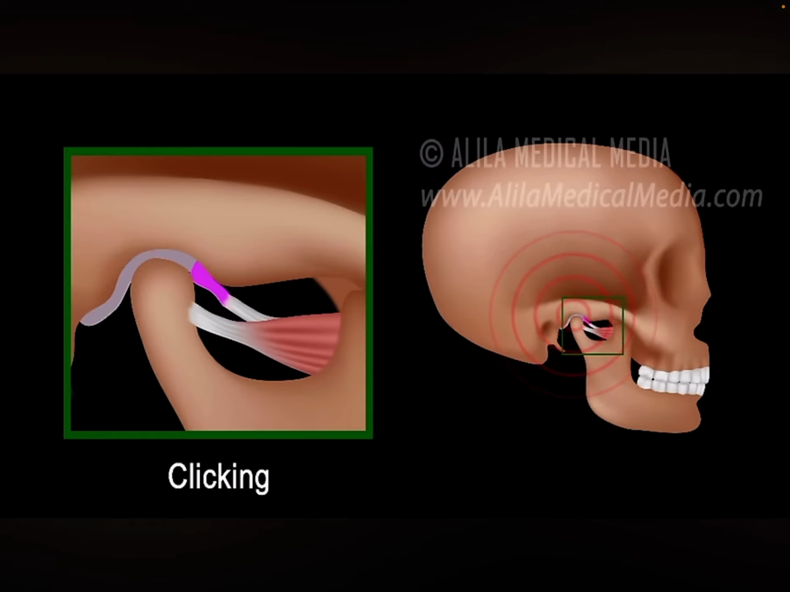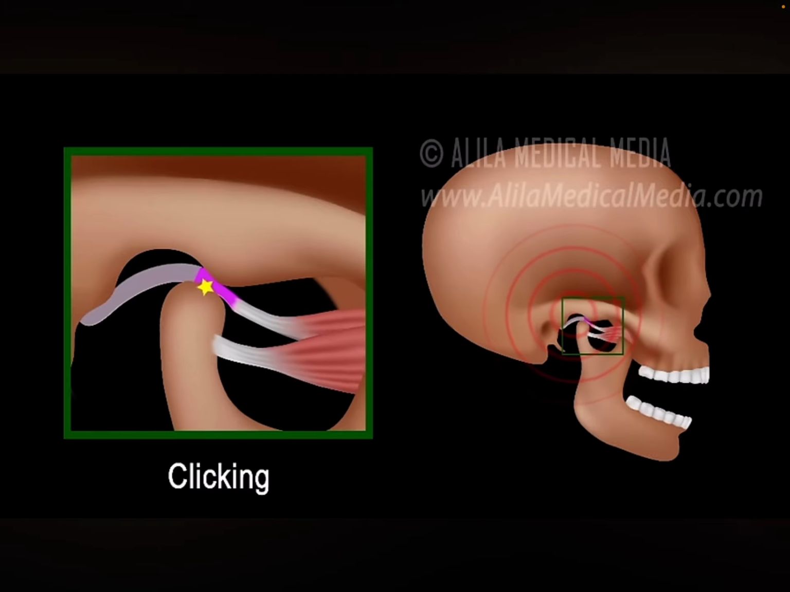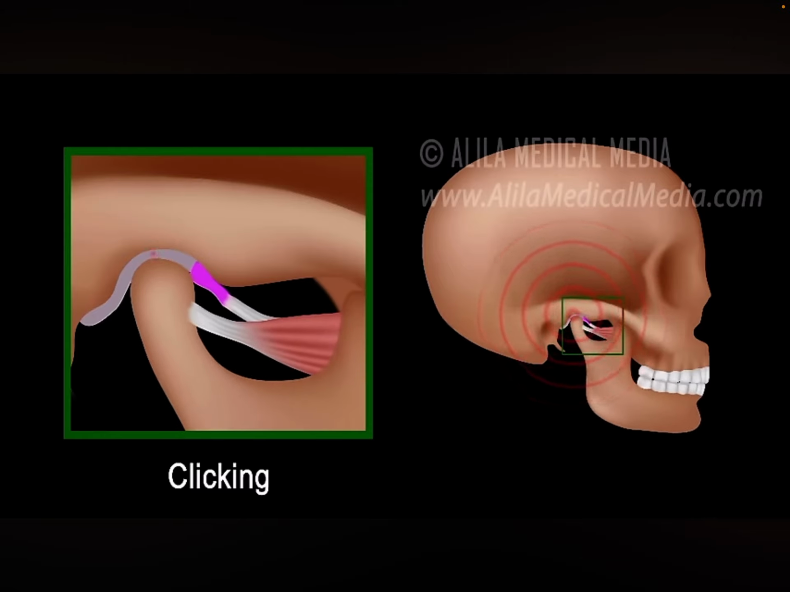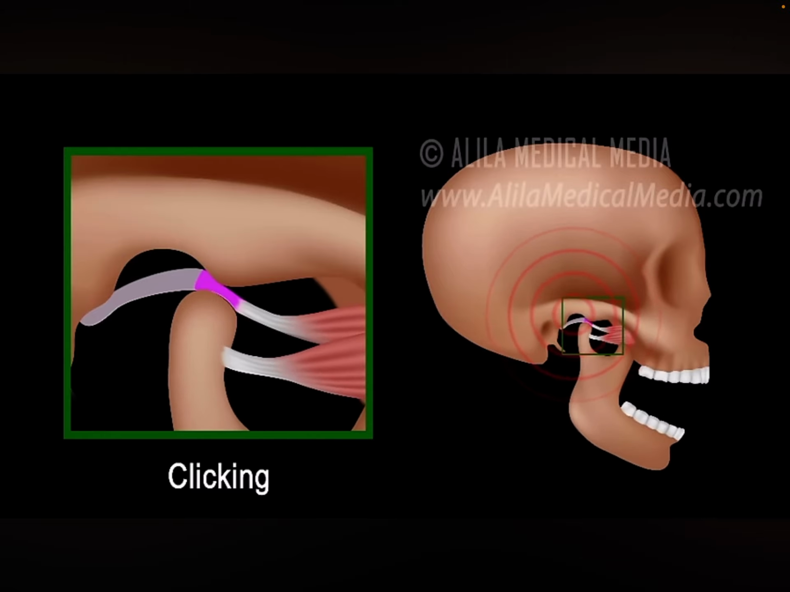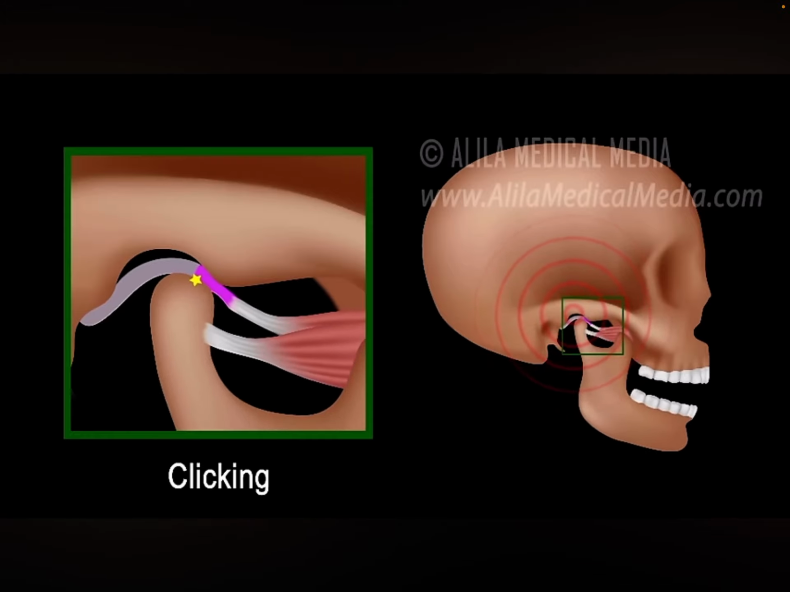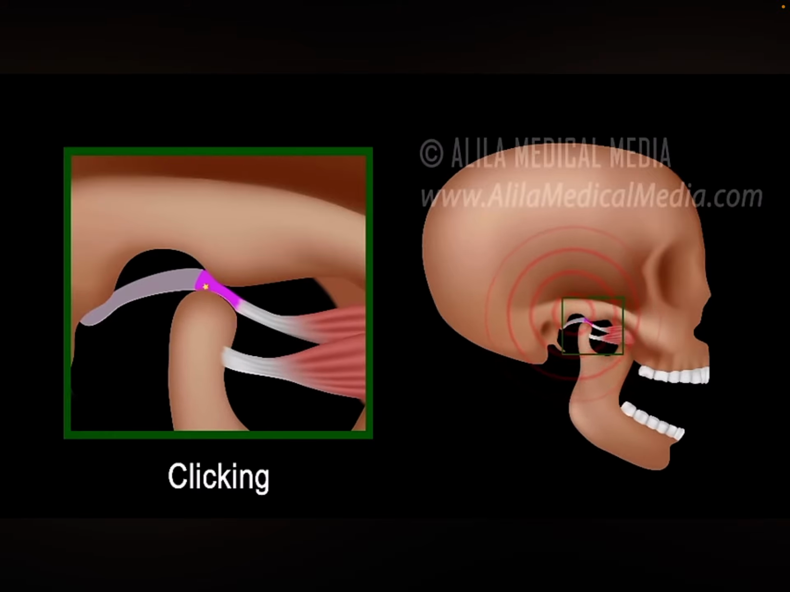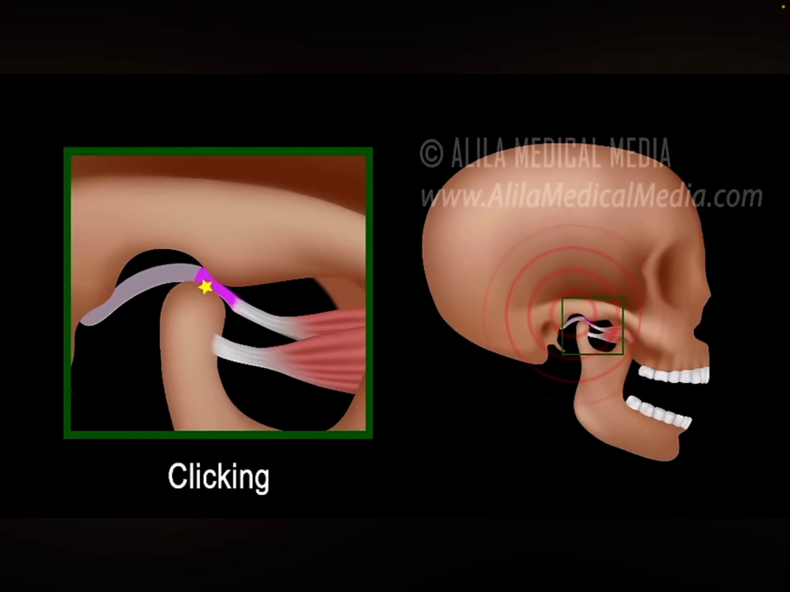In order to fully open the jaw, the condyle has to jump over the back end of the disc and onto its center. This produces a clicking or popping sound. Upon closing, the condyle slides back out of the disc, hence another click or pop. This condition is called disc displacement with reduction.